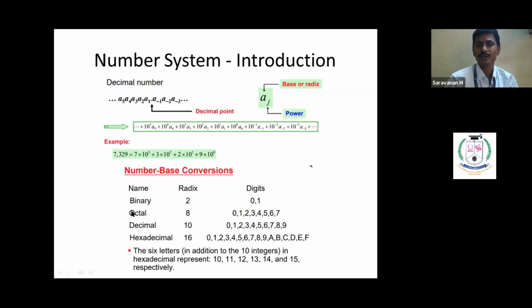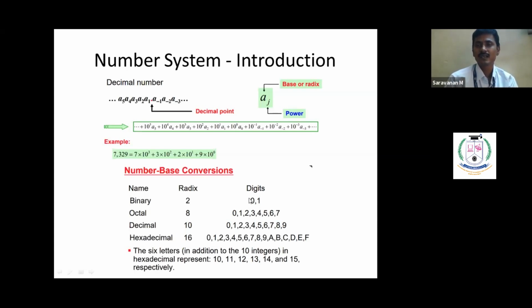Similarly, from binary to the other three number systems. Then octal to the other three number systems: octal to decimal, octal to binary, and octal to hexadecimal. Finally, we see hexadecimal to the other systems: hexadecimal to decimal, hexadecimal to octal, hexadecimal to binary. So this is the first topic we are going to see.